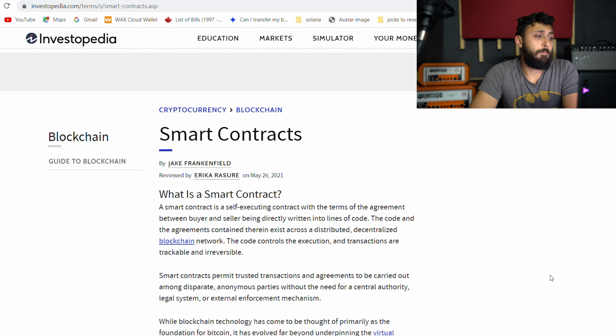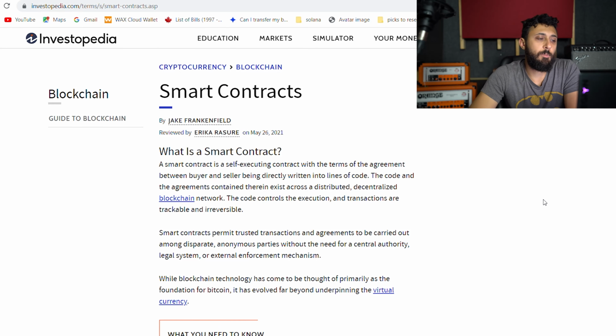So with that in mind, you're going to enjoy the topic of today, and that is going to be smart contracts. So smart contracts. What is a smart contract? In simple terms, it is a self-executing contract with the terms of agreement between the buyer and the seller, directly written in lines of code. Now, this code is programmed to contain the agreements that exist between both parties, and these codes also control the execution, and all the transactions are technically trackable and irreversible.